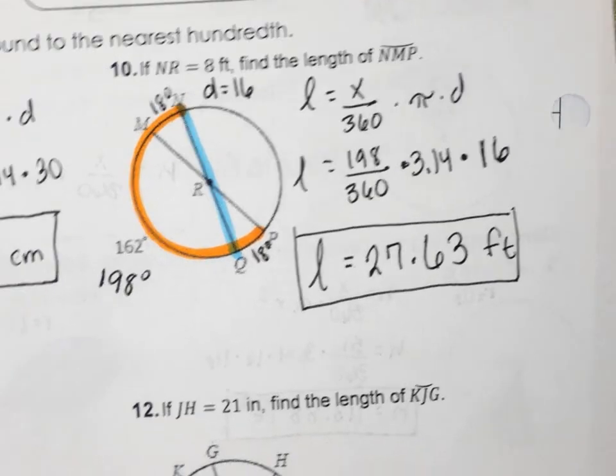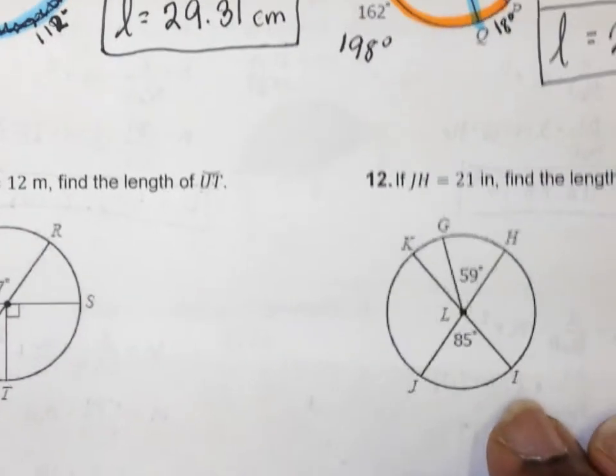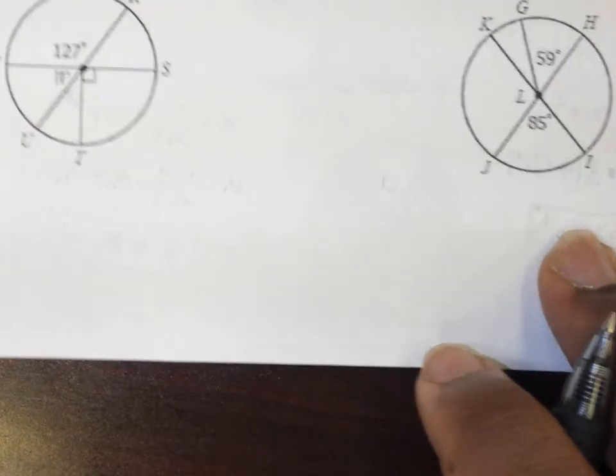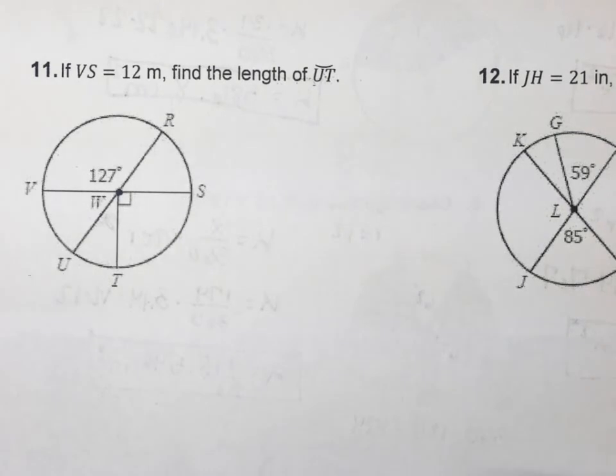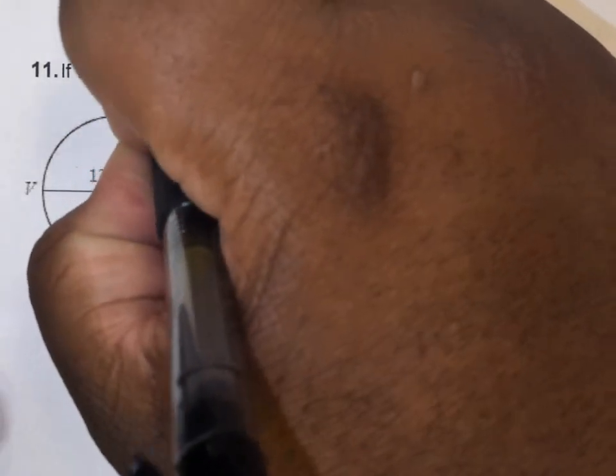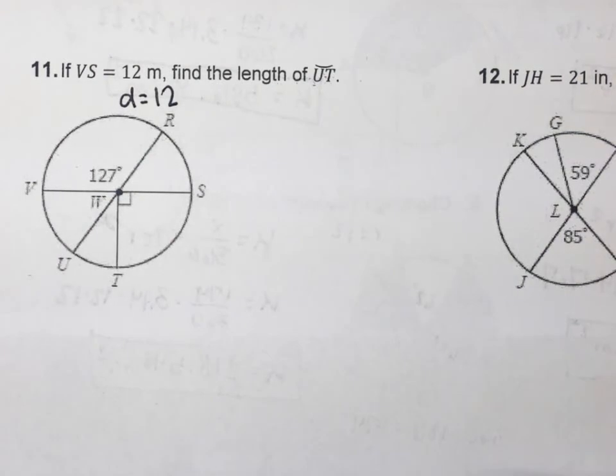Moving on. Number 11 next. It says VS equals 12. Find the length of UT. VS is my radius and my diameter. Here it is, my diameter. So on this one, I don't need to multiply by 2. They gave me my diameter. So I'm good.